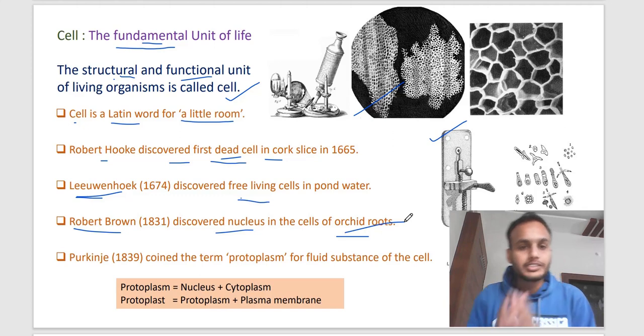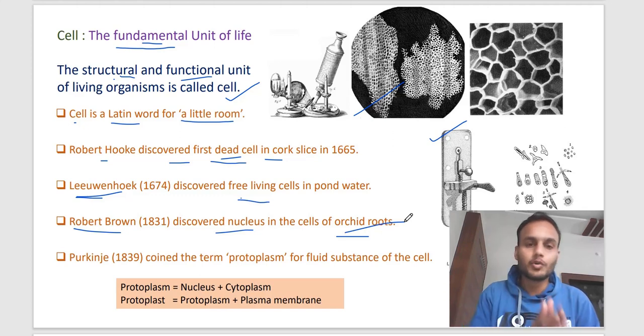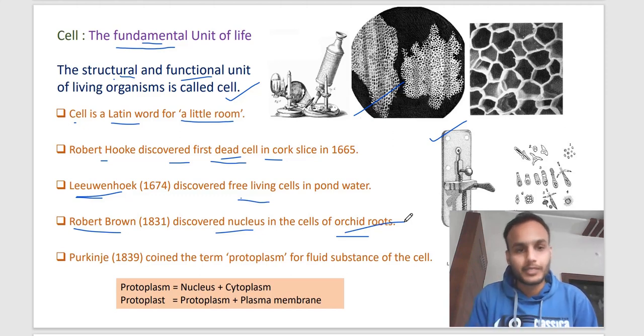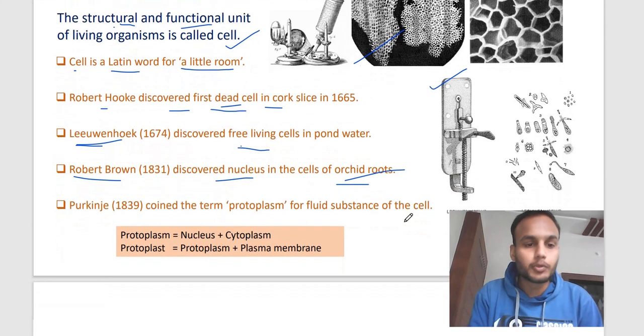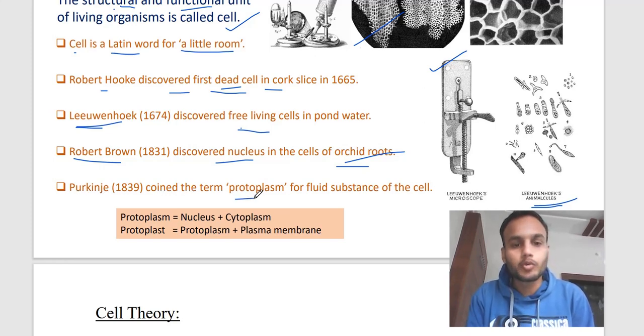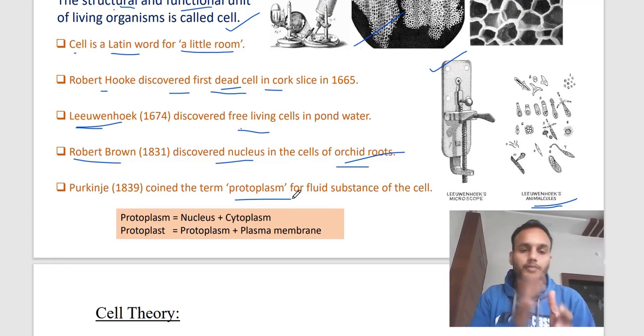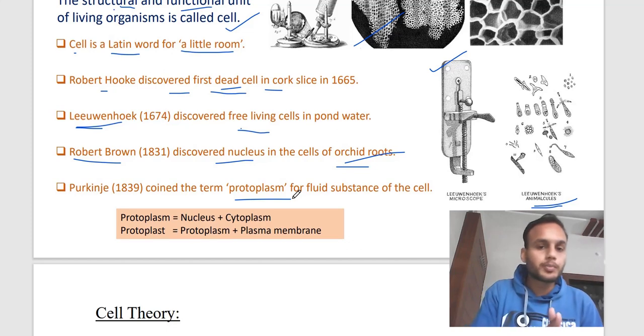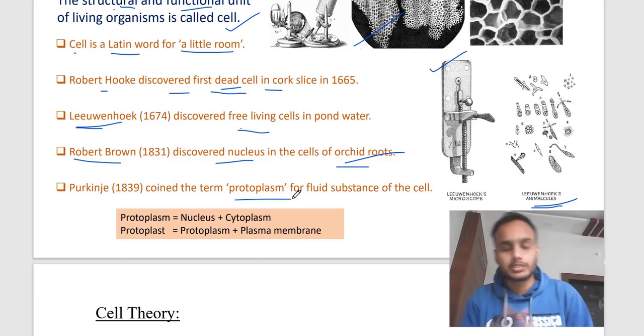Robert Brown discovered the nucleus, Leeuwenhoek the first living cell, and Robert Hooke the first dead cell. Okay, next comes Purkinje. Purkinje gave the term protoplasm, and now the confusion comes: what is protoplasm and what is protoplast?